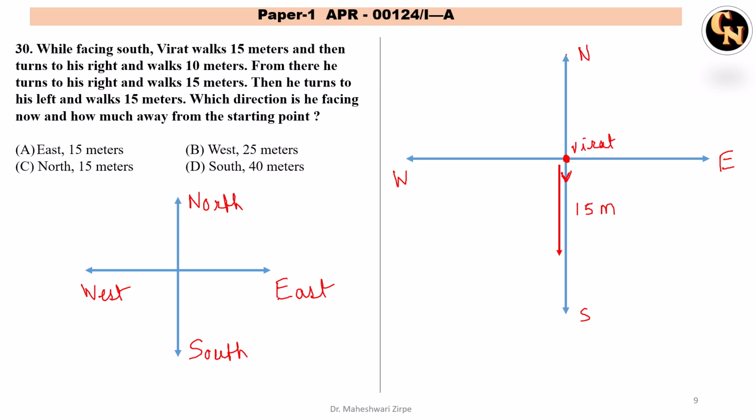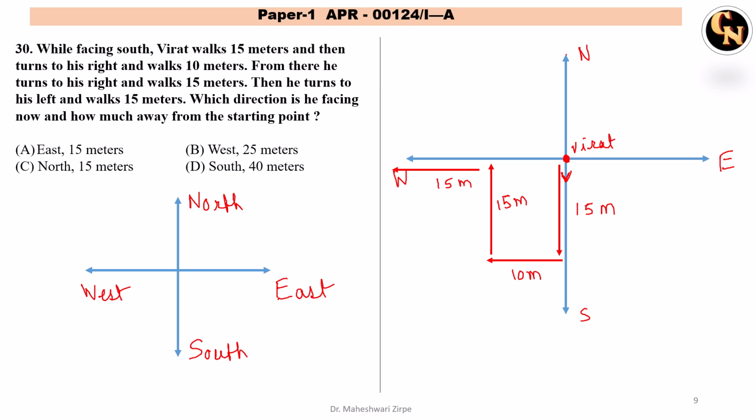Then he turns right. Now if you stand the same way Virat is standing towards south, where will the right hand side be? It will be this way. And how many meters is he going? 10 meters. Then he will turn right and walk 15 meters. Again, when he is walking this way, right hand side will be the upward direction. Upward direction 15 meters. Then he turns left. Now while walking in the upward direction, left will be this side. So he is walking 15 meters again.